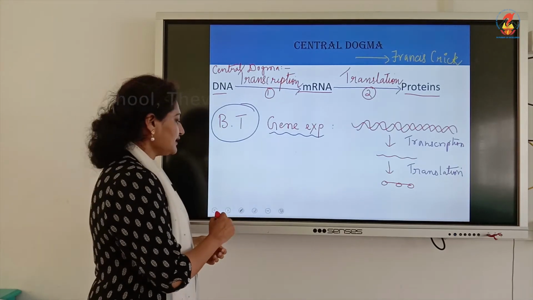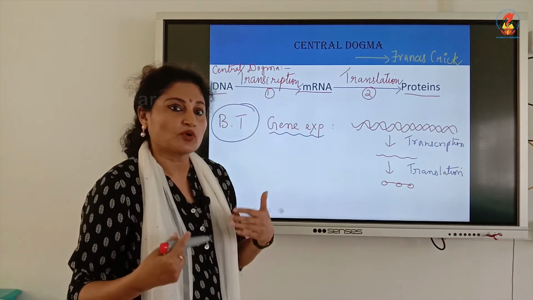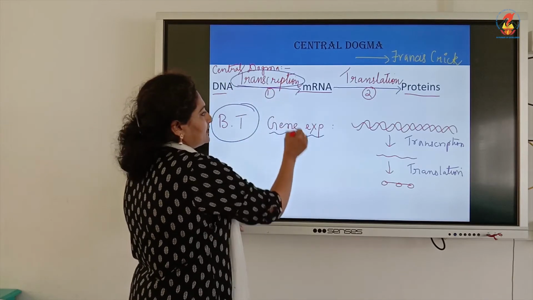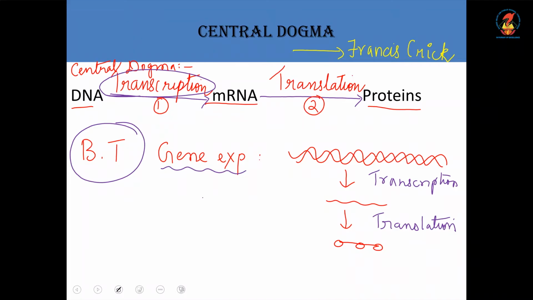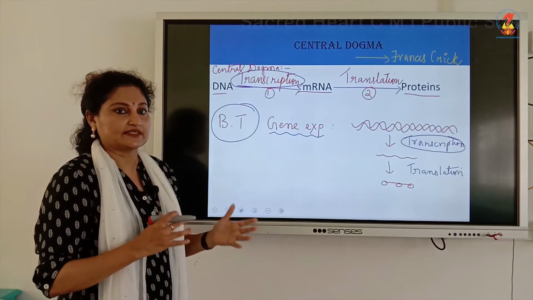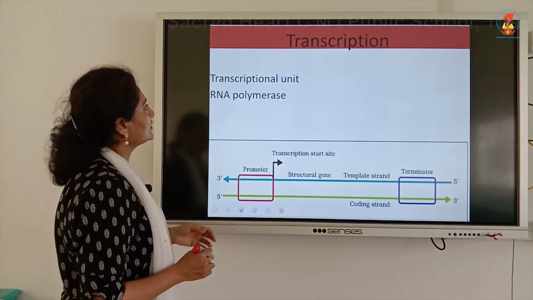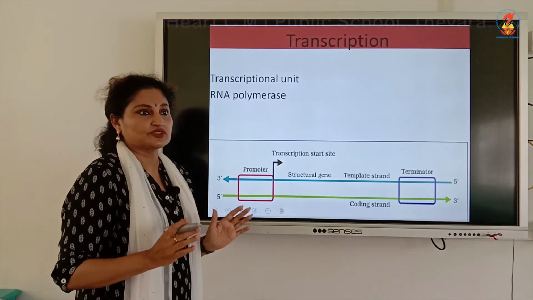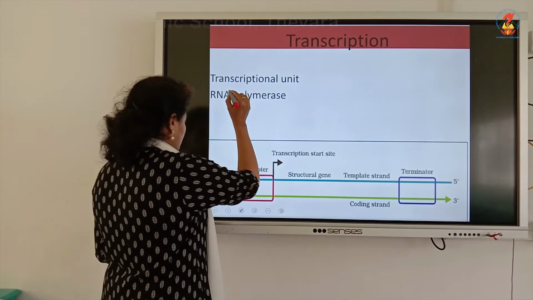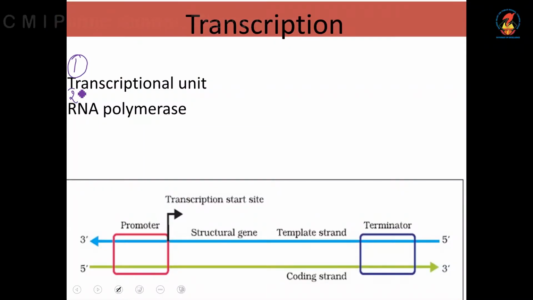Clear? The next slide we are going to deal with protein synthesis. As I told you, the first step in protein synthesis is transcription. So here it is indicated horizontally and here it is indicated vertically. First we will deal with transcription, and as I told you, only the components that are required for transcription will be dealt with in this video. The two important components that you have to study for transcription, the prerequisites of transcription, are the transcriptional unit, and second, the enzyme called RNA polymerase.